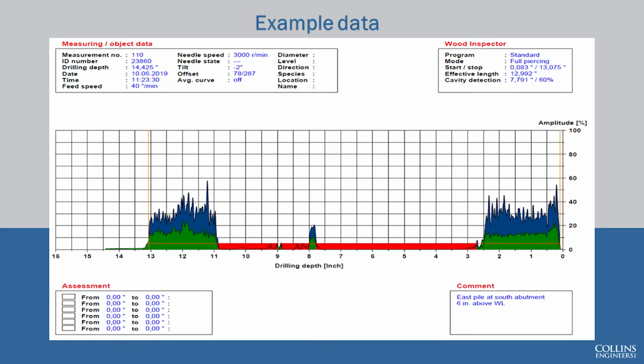So this was the measurement from that pile. Basically, it had 2.5 inches of sound timber on the outside, a huge decay area in the middle, then picked up again. The little blip in the middle there is probably the little remaining core of heartwood.